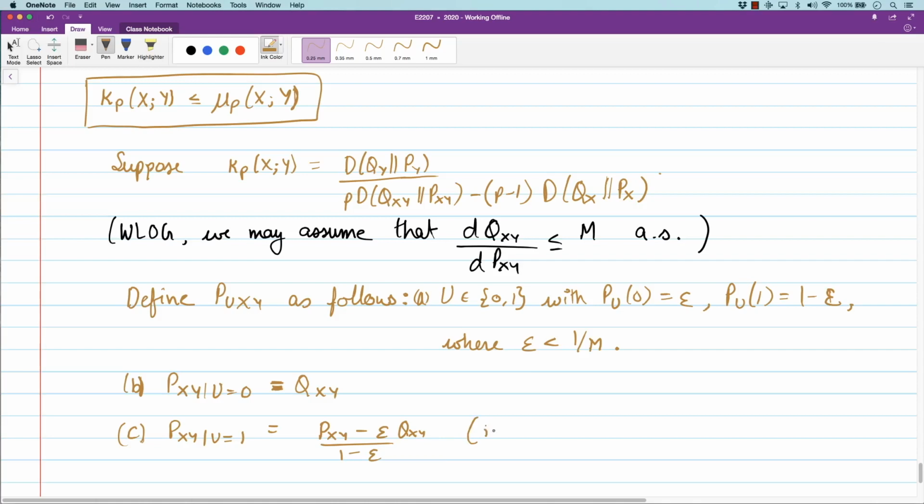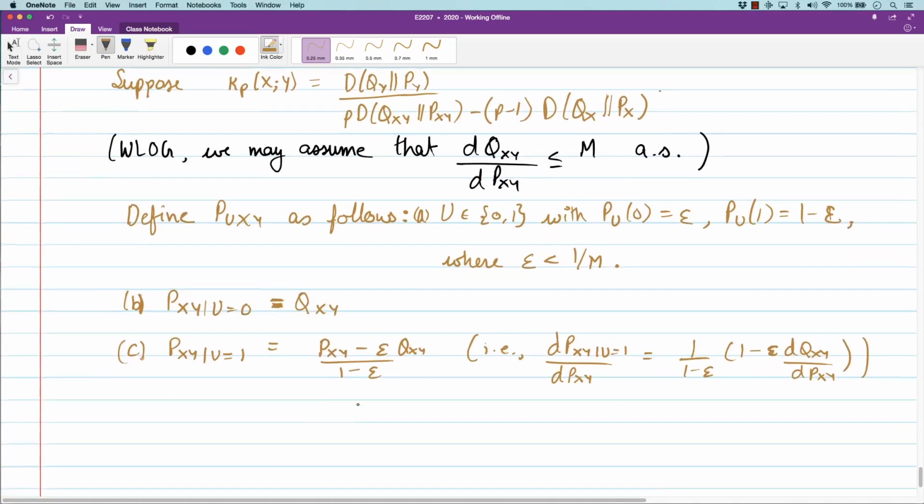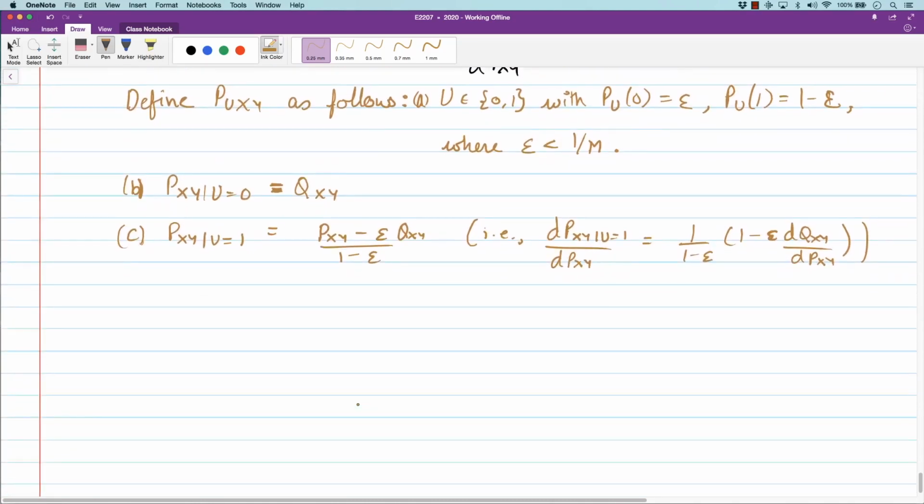So what does it mean? That is, this distribution has a density with respect to p_xy, and that density is given by (1 minus epsilon times the density of q_xy with respect to p_xy) divided by 1 minus epsilon. And since this density is less than or equal to M, this thing is always less than 1, and therefore this is a valid density. And you can also show that it integrates to 1 easily. Okay, so that's the second distribution, and this is a distribution that we have defined.